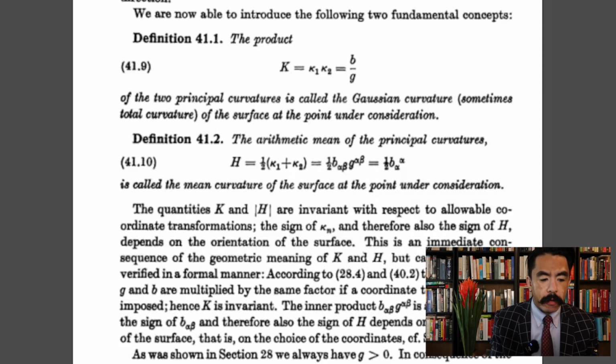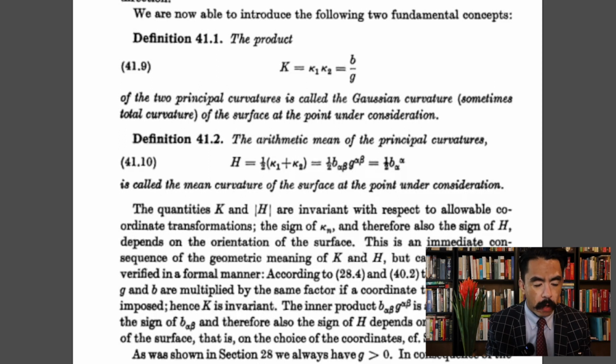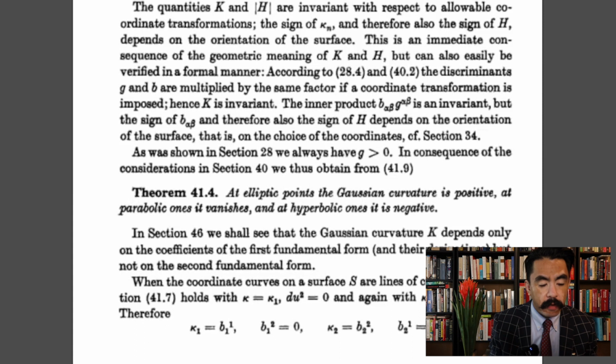The quantities capital K and the magnitude of capital H are invariant with respect to allowable coordinate transformations. The sign of kappa sub n, and therefore also the sign of capital H, depends on the orientation of the surface. This is an immediate consequence of the geometric meaning of capital K and capital H, but can also easily be verified in a formal manner.